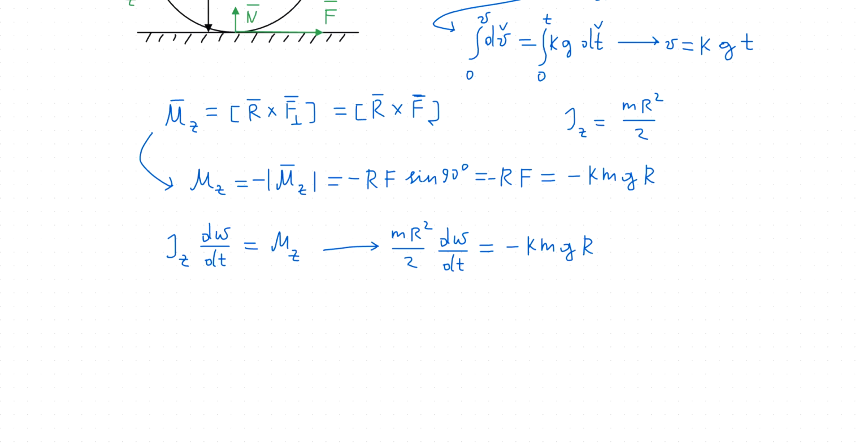So after that, minus 2 kg divided by r. Am I right? Yes, it must be. Okay, so this derivative will be equal to minus 2kg divided by r. Okay, and how to find omega from here?